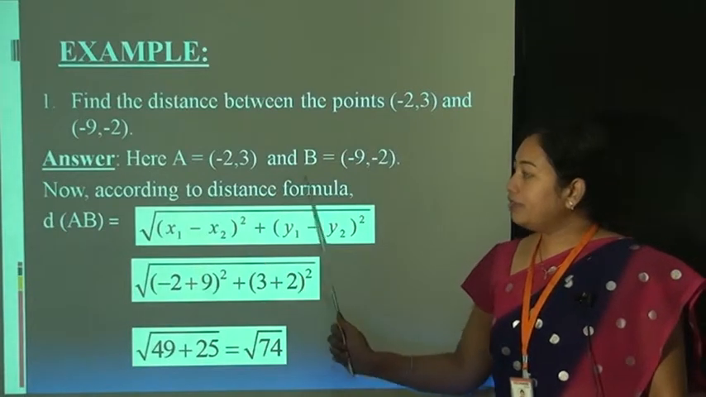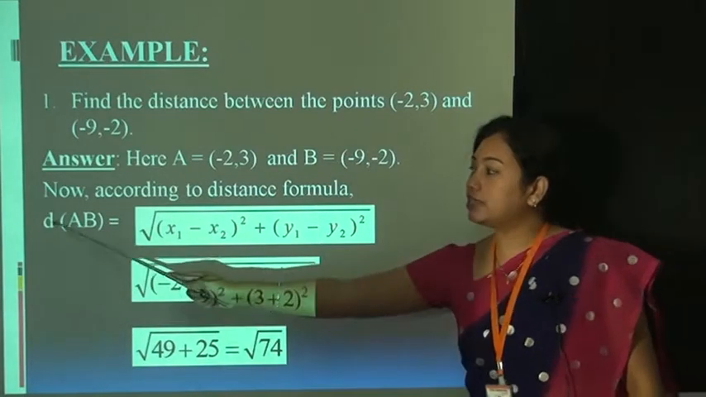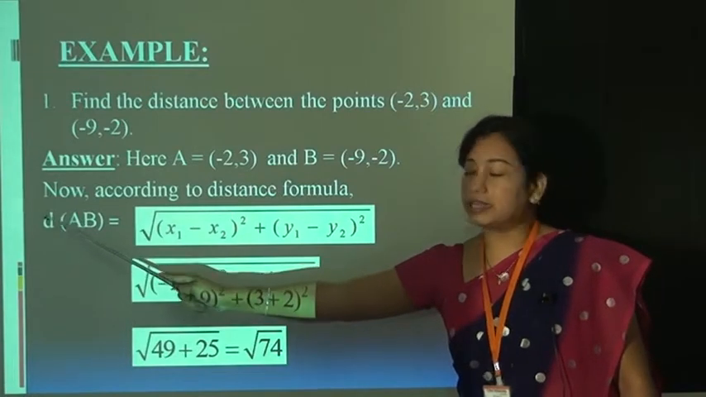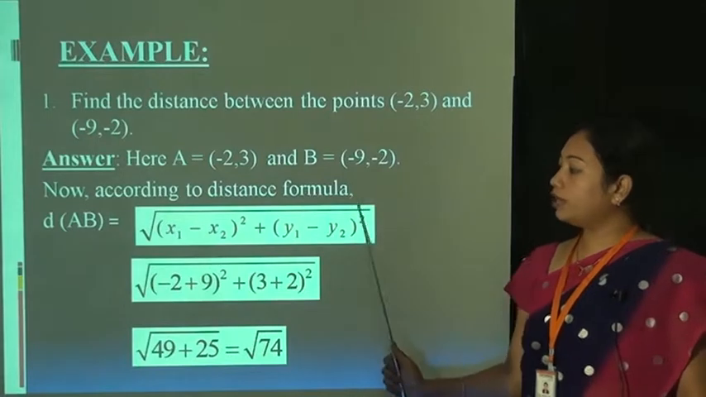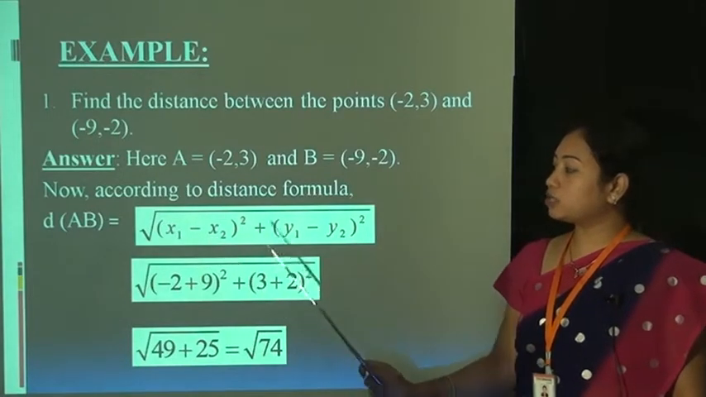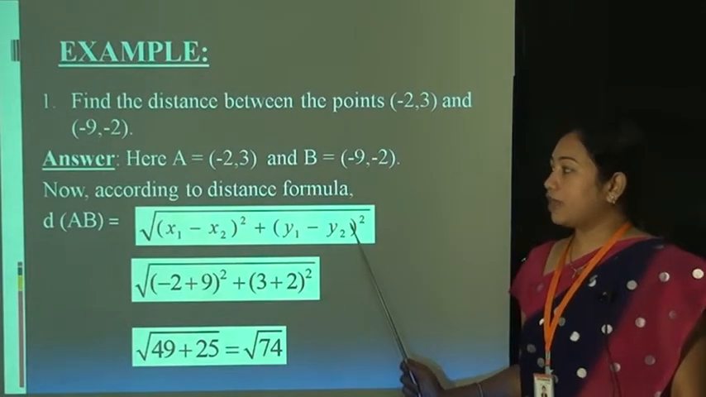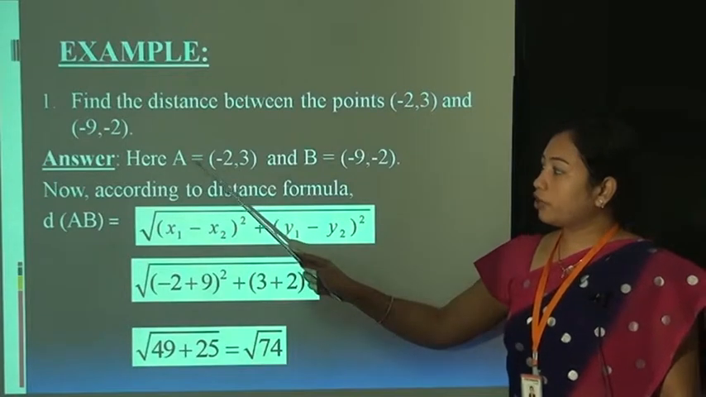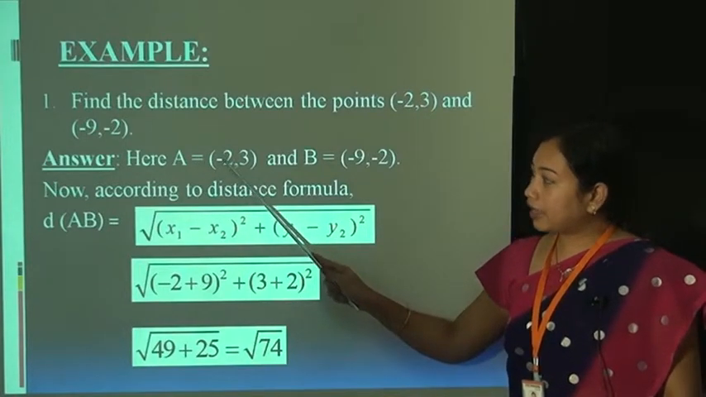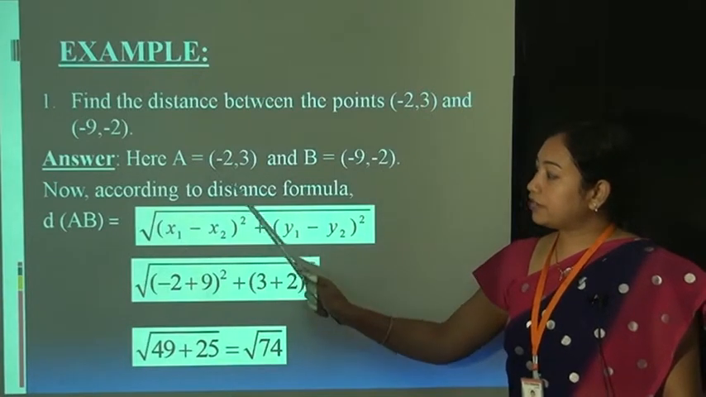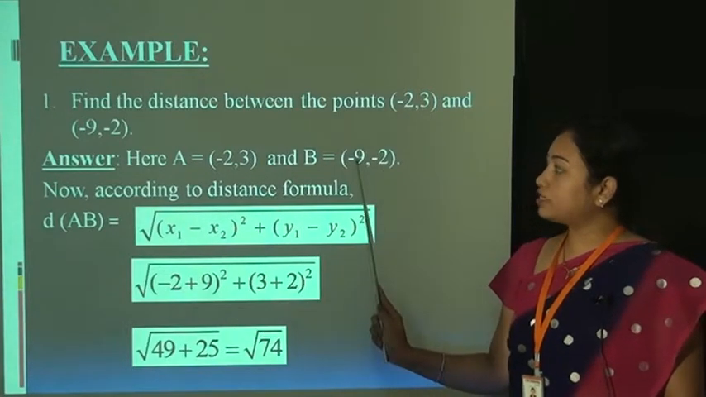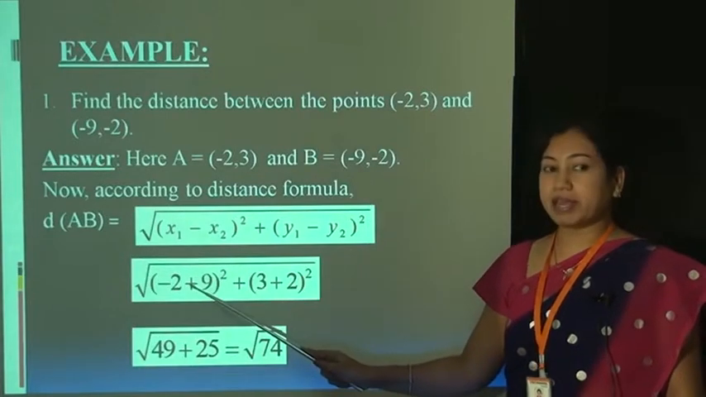Now applying the distance formula, the symbol is denoted as d. The distance of these 2 points is equal to under root of (x1 minus x2) square plus (y1 minus y2) square. Let's take the coordinates as x1, y1 and x2, y2. So x1 is minus 2 and x2 is minus 9. So minus minus becomes plus.